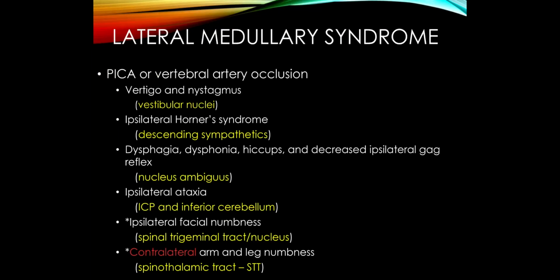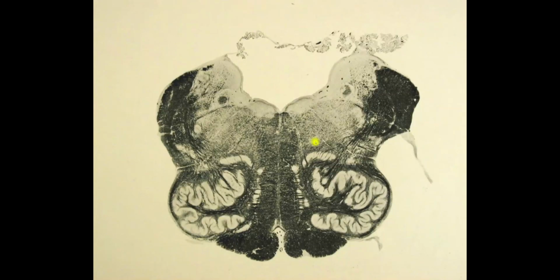They also have ipsilateral facial numbness. Why is that? Well, here is the spinal trigeminal nucleus. Remember that's pain and temperature of the face. So here in the lateral medulla, a stroke here will result in some loss of facial sensation on that side.